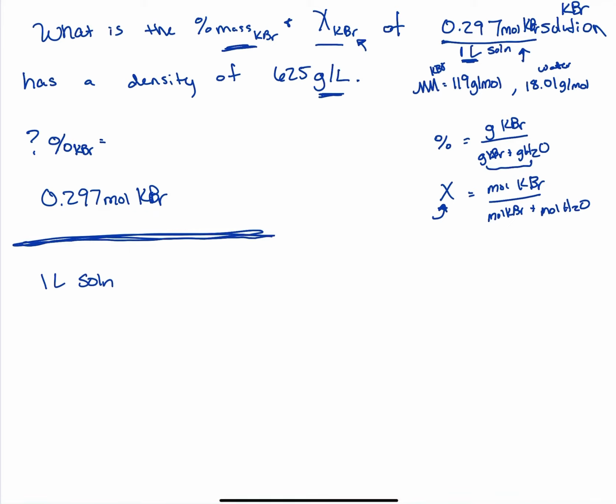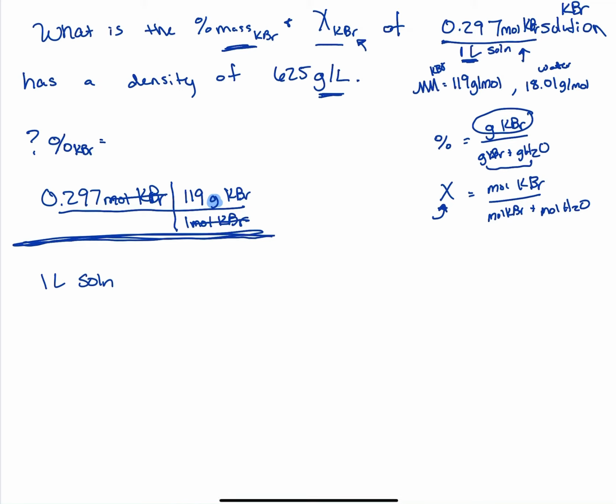So for percent mass, I need the mass of the KBr. So I'm going on top and I'm going to say in 1 mole of KBr, I'm going to put my 119 grams per mole, of course, of KBr. Notice that gets rid of this unit. And now my top unit is in the right unit. So I'm in grams, which is great.